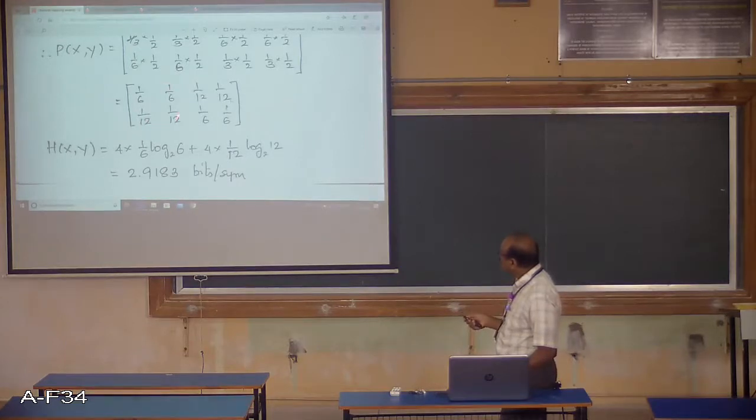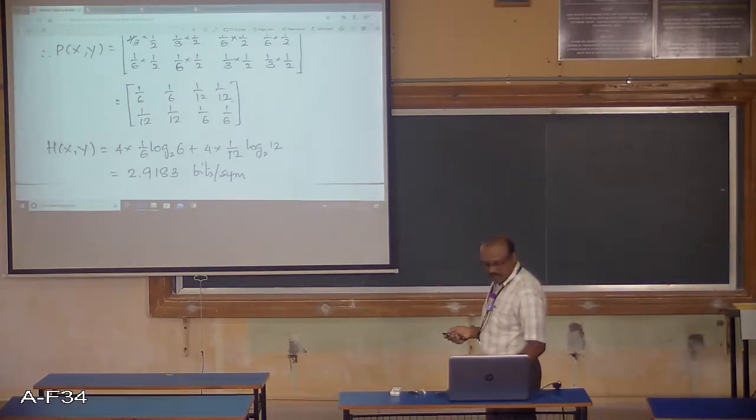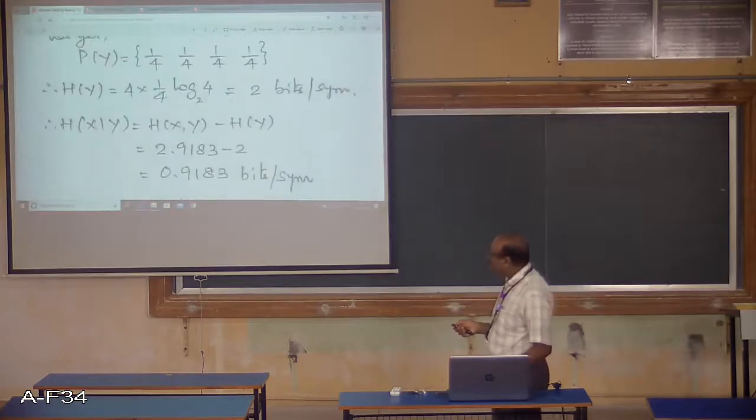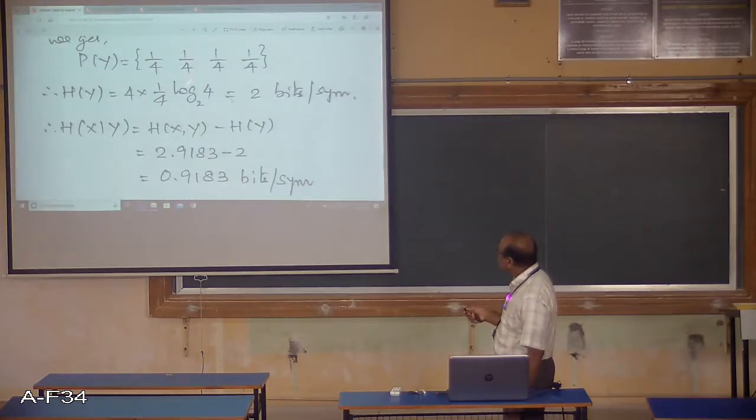1 by 6 plus 1 by 12 gives us Y2. So this addition gives Y3 and Y4. 1 by 6 plus 1 by 12 comes out to be 1 by 4, and the addition of all these columns will lead to 1 by 4, 1 by 4, 1 by 4, 1 by 4. So this is the probability of Y1, Y2, Y3, Y4. The sum of all these should be equal to 1.